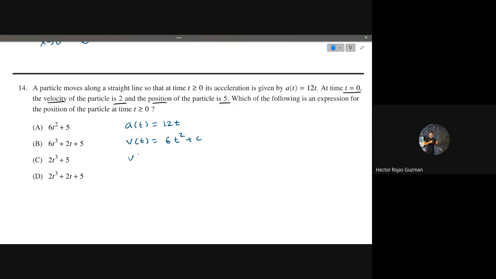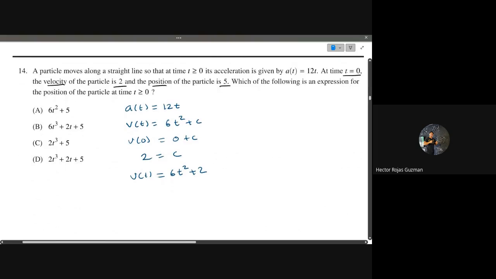If I plug in 0, I use my initial condition. I know the velocity is 2, which means c is equal to 2. And this gives me the complete velocity equation. We have 6t squared plus 2.